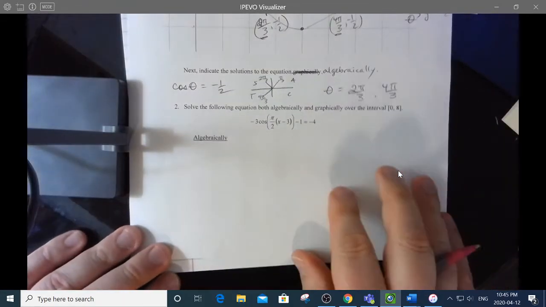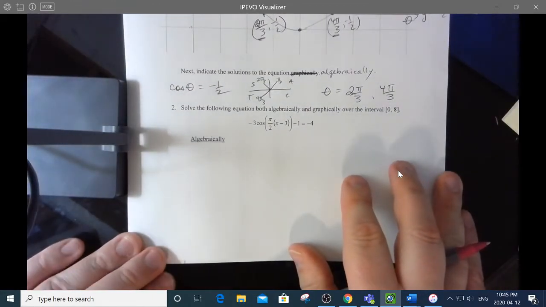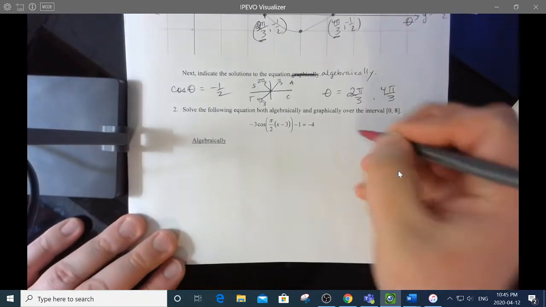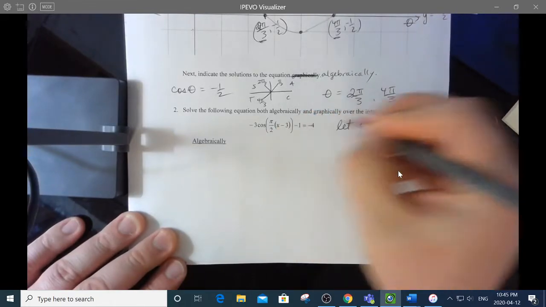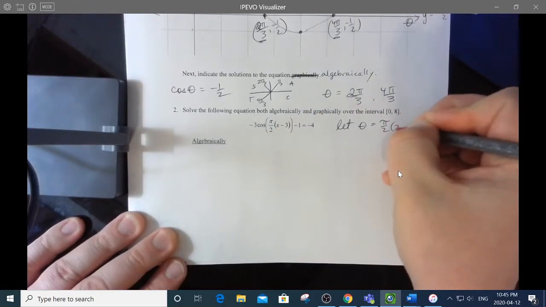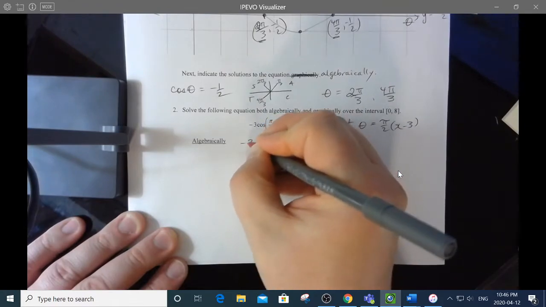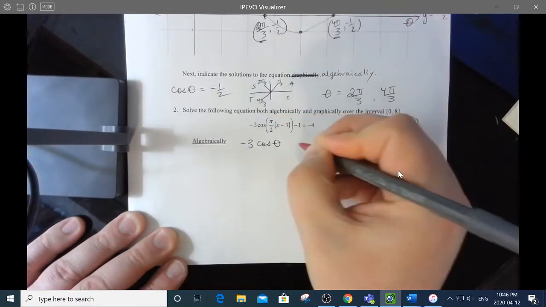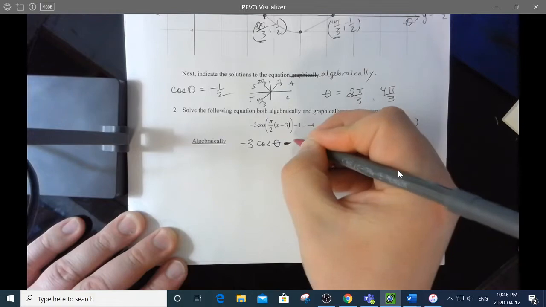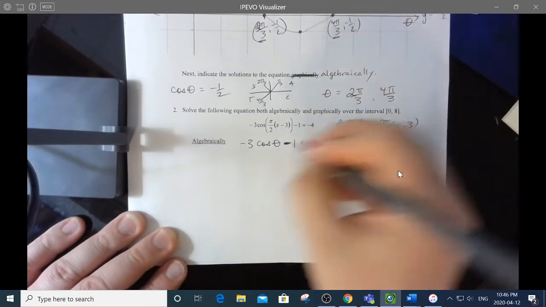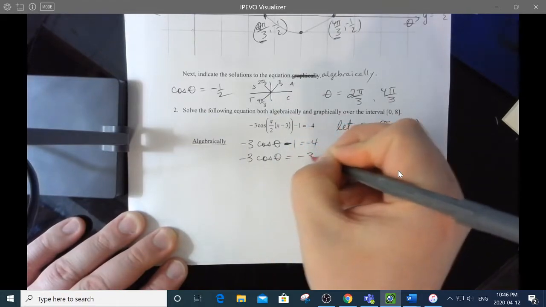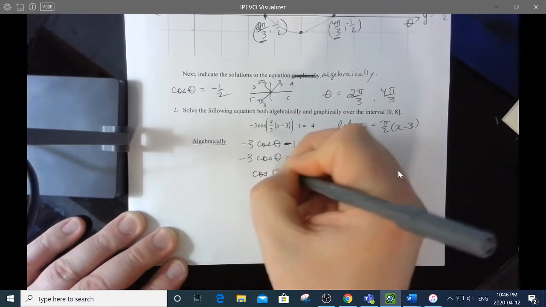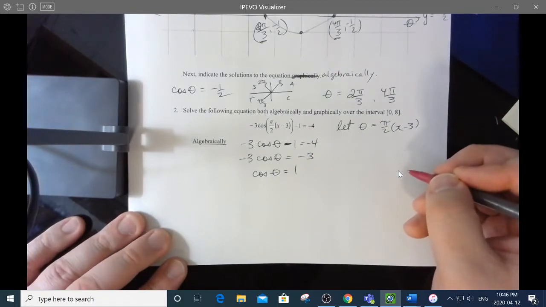Fairly simple one. Question number 2 is basically the same, only tougher. And this time they want us to do the algebra first. Okay, so let's do the algebra first. Remember that the idea here is to let theta equal this bracket. So then I'm actually solving negative 3 cos theta minus 1 equals negative 4. So I'm going to add 1 to both sides of the equation, like a good algebra student. I'm going to divide both sides by negative 3. And then I'm going to break out my unit circle again.